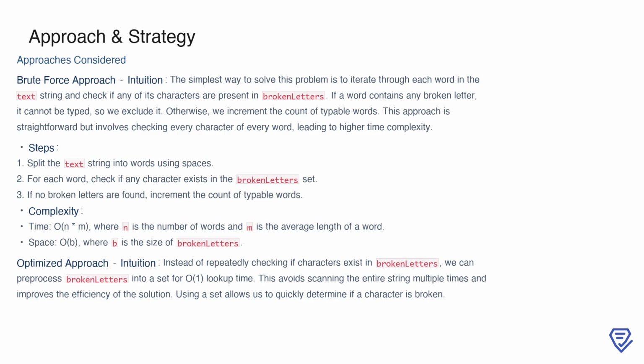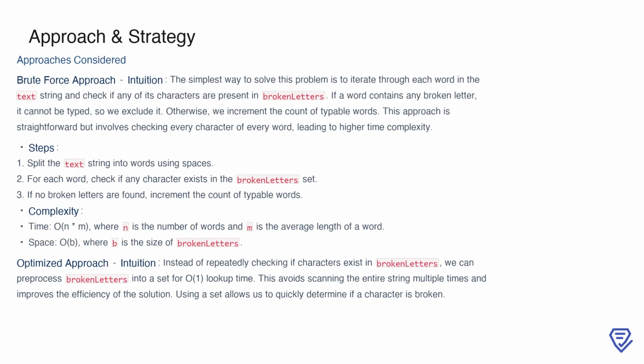The steps for this method are simple. First, split the text into individual words. Then, for each word, we check character by character against the broken letters. This approach, while intuitive, involves a lot of checks, especially as the size of the text grows. The time complexity is O(n * m), where n is the number of words and m is the average length of each word, and the space complexity is O(b), where b is the size of the broken letters set.